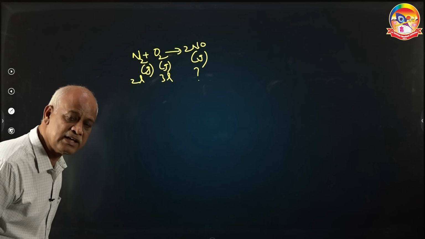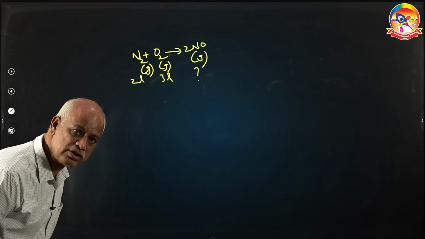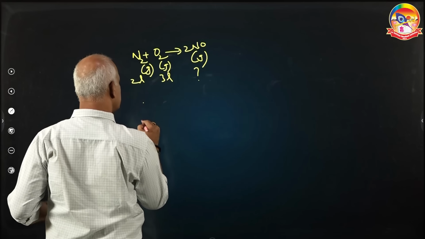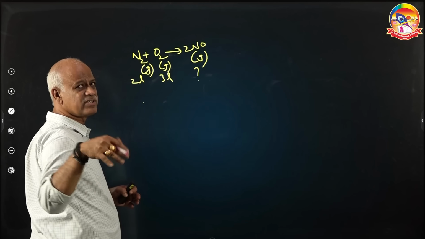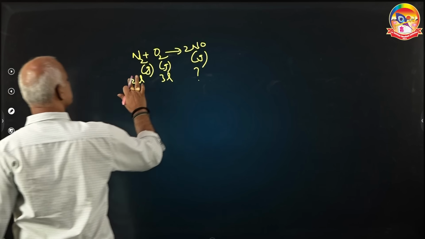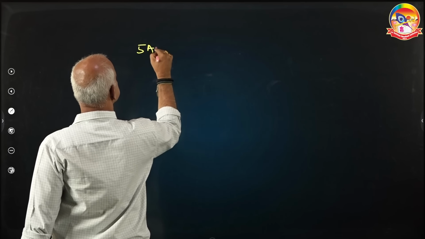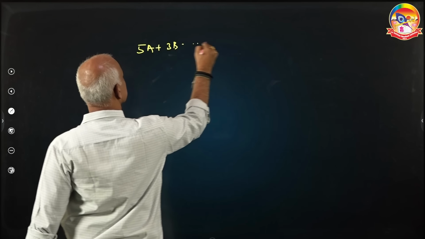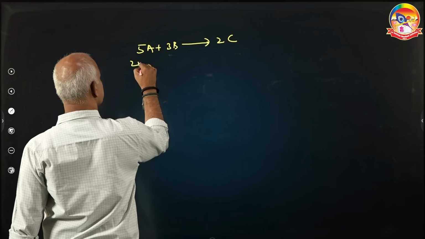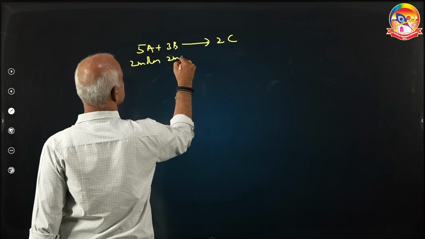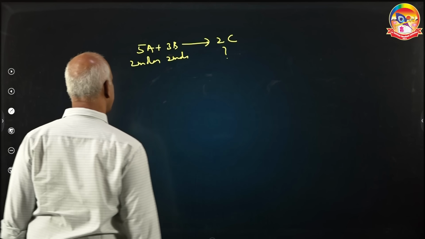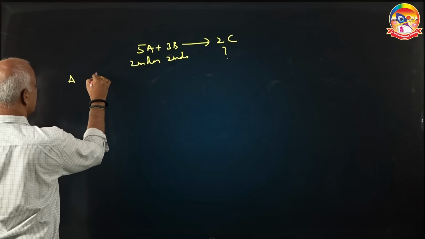So once again, it is your primary duty to identify the limiting and excess reagent. I select a tougher one. Let us say 5A plus 3B gives 2C. I took 2 moles of this and 2 moles of this. Tell me the story of it. Now, I wanted to go with A and B.